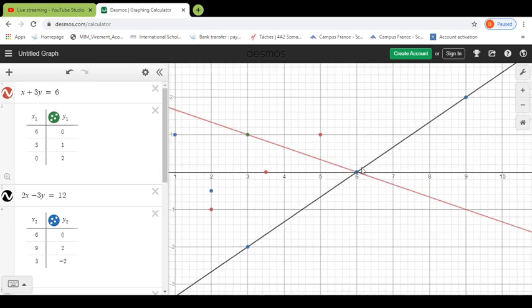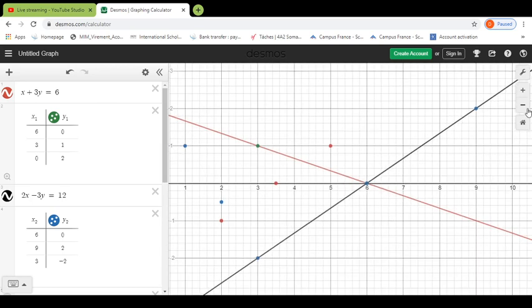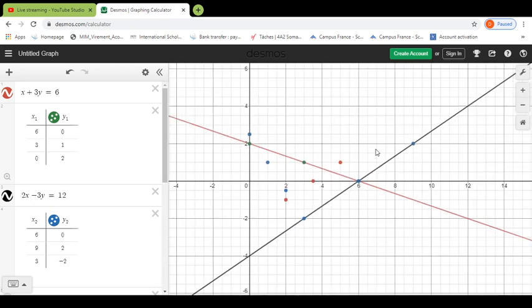You see, I have magnified, I have zoomed it, and you can see the point clearly. X is 9, y is 2. This is how you are going to plot the graph. X-axis and y-axis are represented, and these are the points.